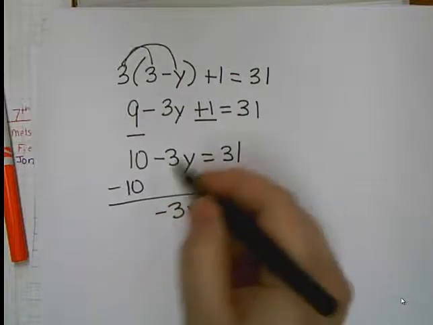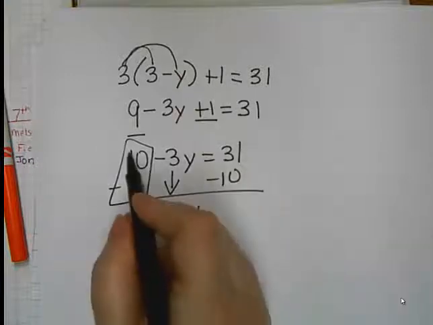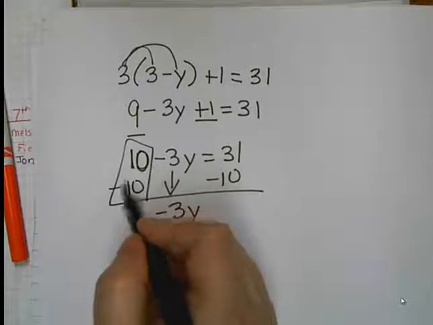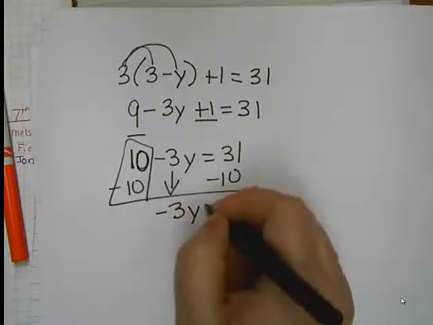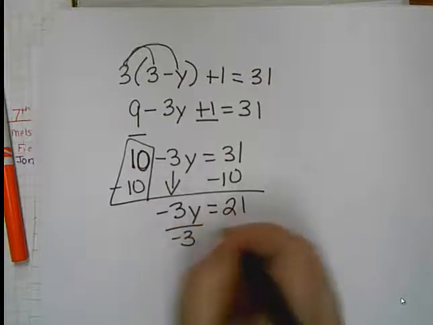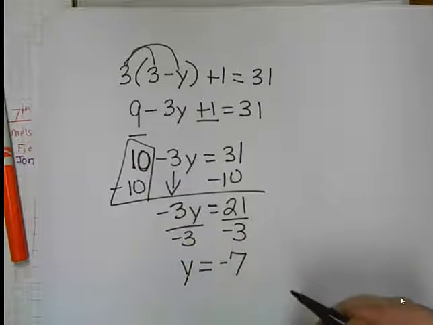Negative 3y is what comes down when these cancel out. Be very careful about that. And remember, you're getting rid of this whole number. It's a positive 10. So when I get rid of it, I subtract 10 from both sides. Equals 21. Divide by negative 3. And y equals negative 7.